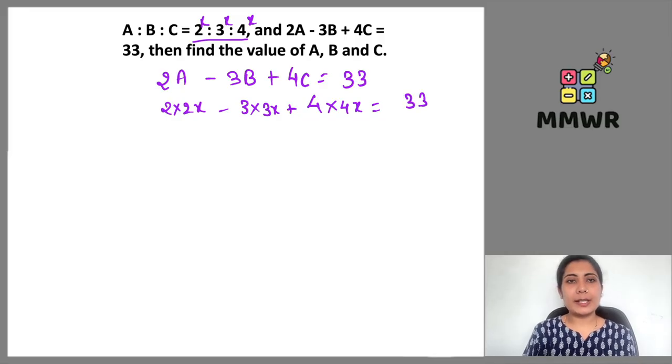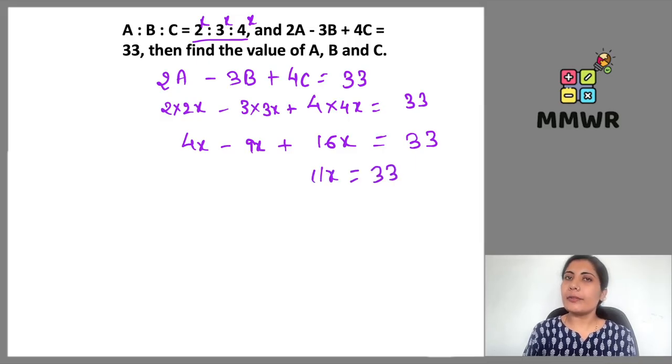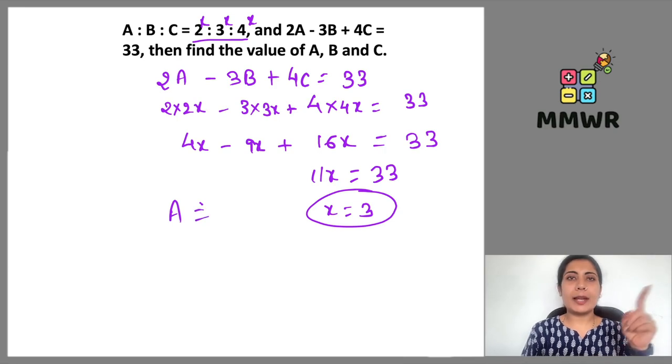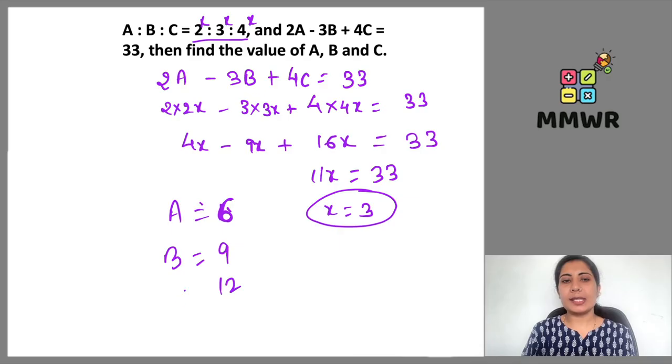Let us quickly simplify. This gives me 4x minus 9x plus 16x. 16 plus 4 is 20. 20 minus 9 is 11. So to the left side I got 11x. To the right side I already have 33. Value of x is going to be 3. That means the value for A, B and C, 3 I have to write. 3 multiplied 2, 3 2s are 6. Then 3 3s are 9, 3 4s are 12. Value for A, B, C, I got it 6, 9, 12.